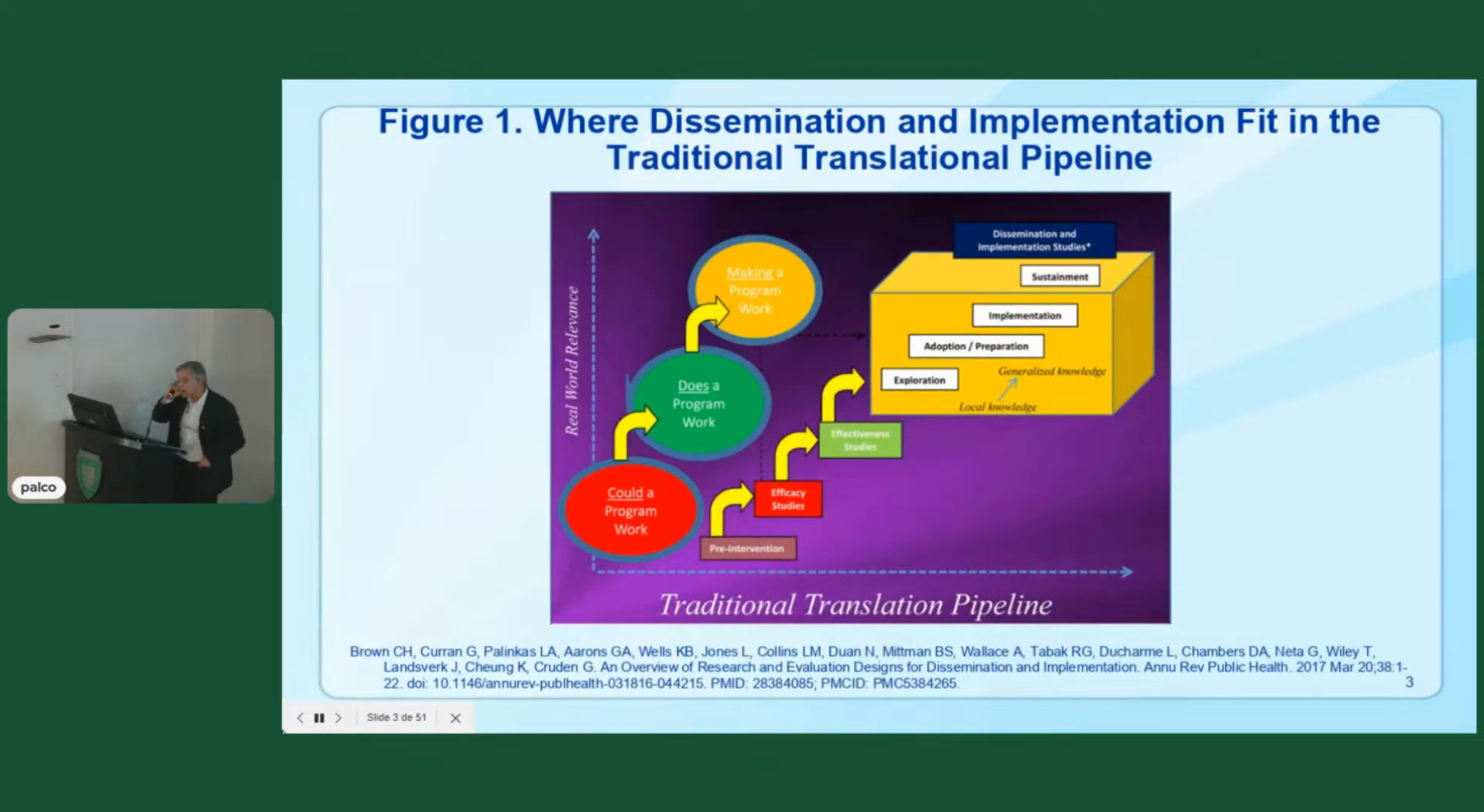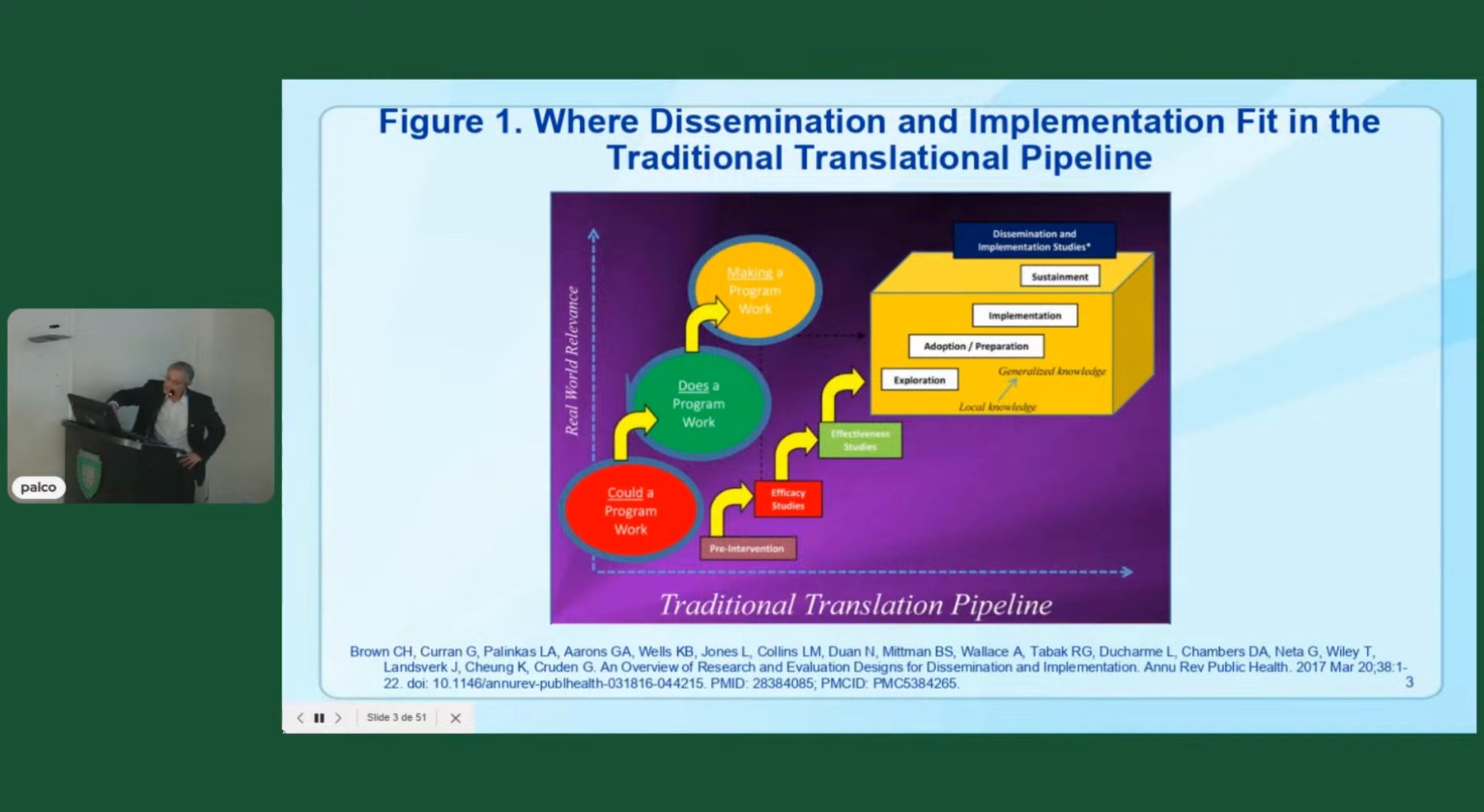So here I give you a traditional translation pipeline. This is translation research. I need to put my glasses on so I can read better. Look at the y-axis here, it is the real world relevance. Is that really relevant in the real world? And here on the x-axis is the traditional translation pipeline. This is where we go from a low level of evidence to a high level of evidence. Usually it goes in a different way, like efficacy, effectiveness, that's a little bit of the truth about translation.